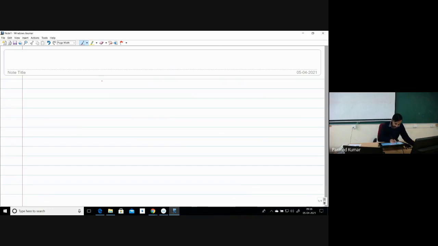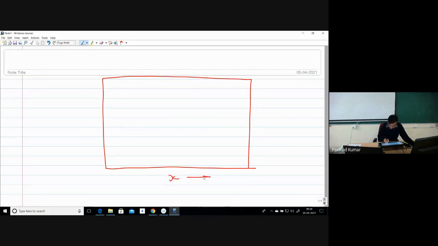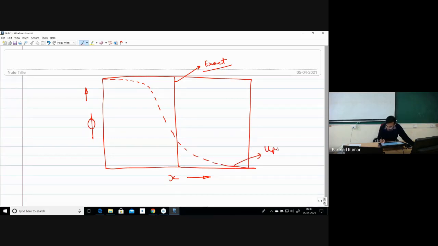So let me once again redraw the solution which I had shown you in the previous lecture. I was plotting x along this direction and phi along this direction. I told you that say my exact solution is something like this. So this particular line is representing the exact variation of phi. We had seen that our upwind differential scheme, say this is the solution using the upwind scheme with a grid size of 50 by 50.